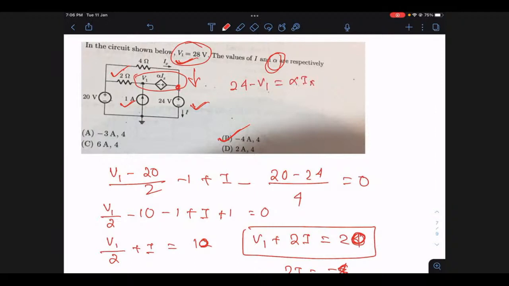24 minus V1 is equal to alpha Ix. But what is this Ix? Ix is this current. Ix is equal to 20 minus 24 divided by 4, which is minus 1. So if you substitute minus 1 here, 24 minus 28 is equal to alpha times minus 1.